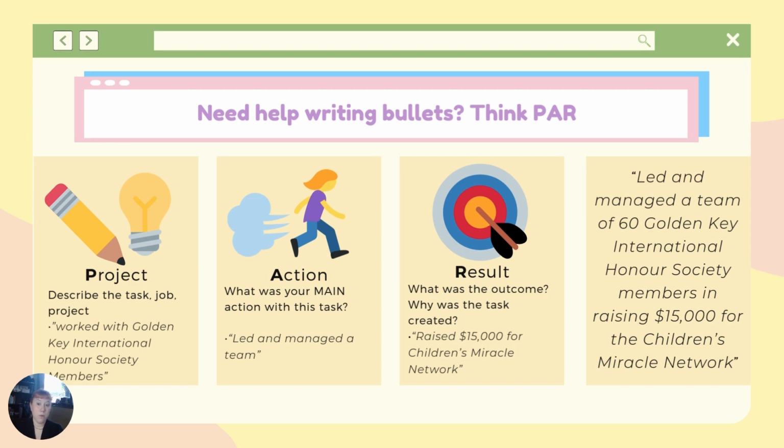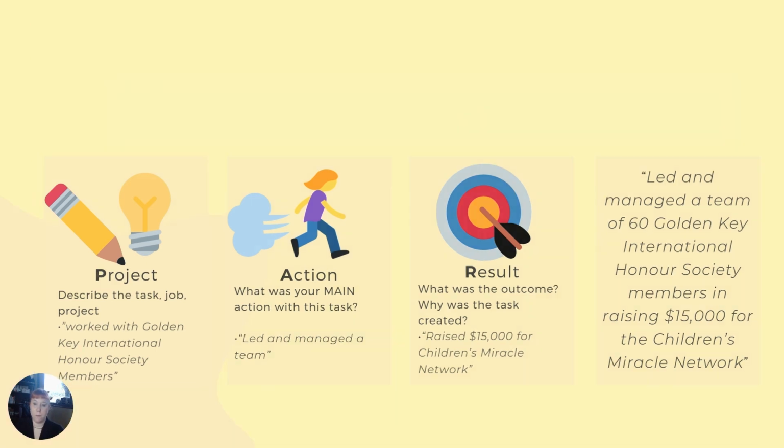Speaking of bullets, when you are writing a bullet, try to think PAR, project, action, result. Describe the task, the job, the project. What action did you take and what was the result? Especially if you can quantify, include any kind of numbers in your bullet, that's going to be super helpful.